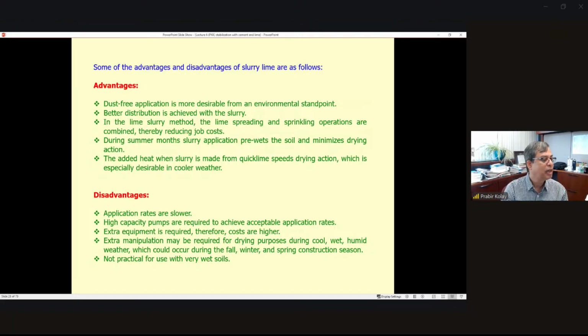Disadvantages: application rates are slower. High capacity pumps are required to achieve an acceptable application rate. Extra equipment is required, therefore costs are higher. And it's not practical for use when the soil is wet, so we can't use the wet slurry method, right?